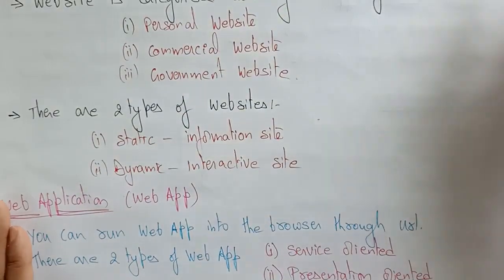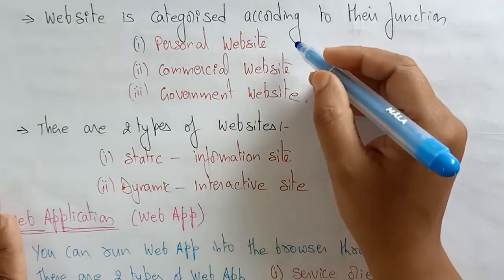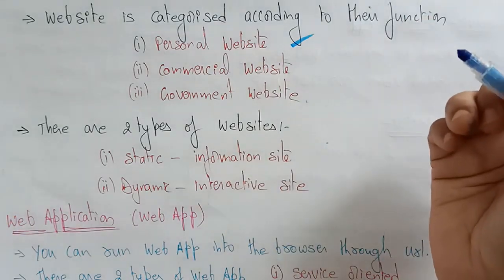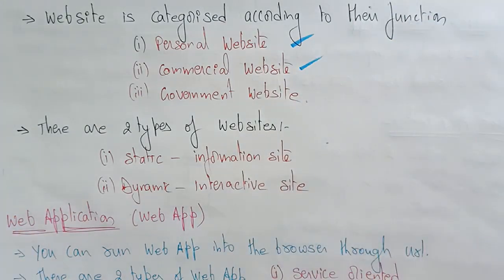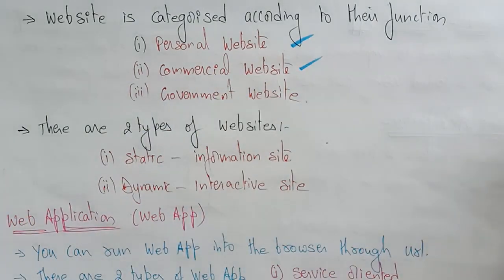So this is about the website. Websites are categorized according to their functions, like personal websites. You have your own personal websites. Commercial websites mean everyone can access that website and they can post messages, retrieve messages, everything. That is a commercial website. You can take websites like Amazon, or fashion websites, or purchasing groceries. Those all come under commercial websites.